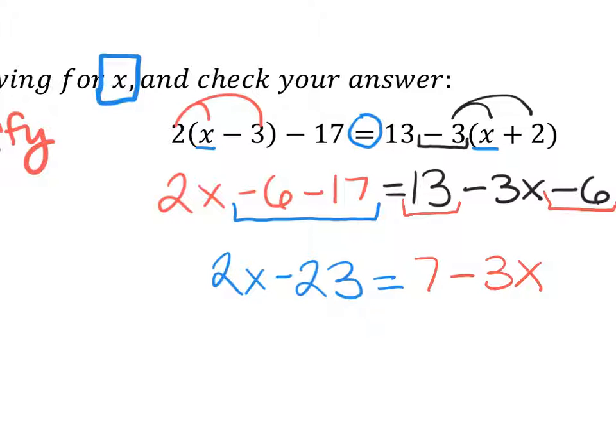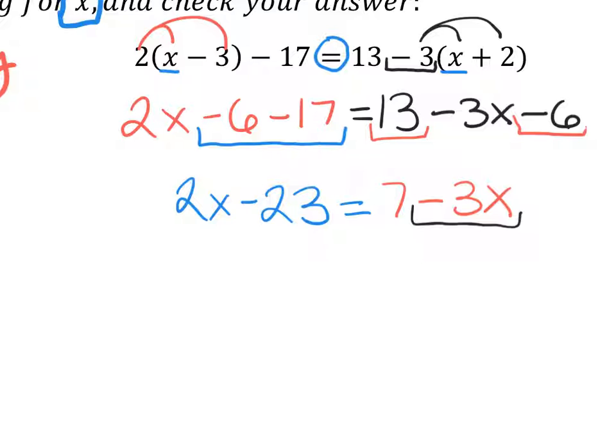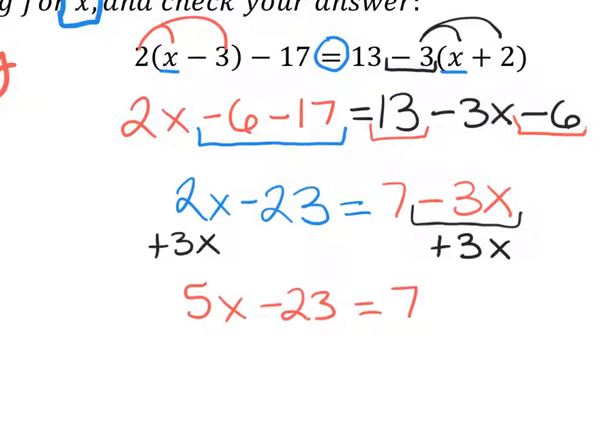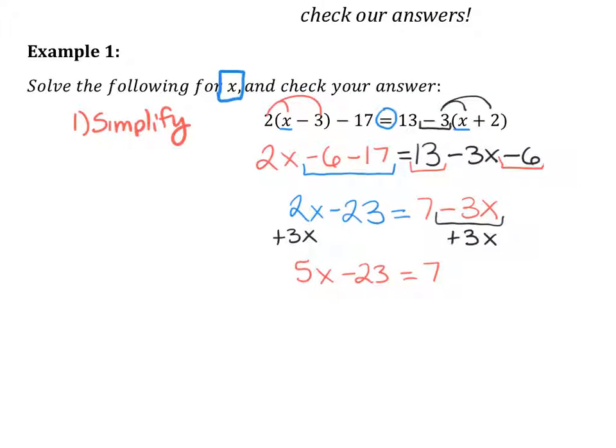That means I need to get this minus 3x over. So how would I do that? Add 3x to both sides. And now when we're adding an x term, it can only be combined with another x term. So we can only add the 2x and the 3x there. So I have 5x minus 23 equals 7.